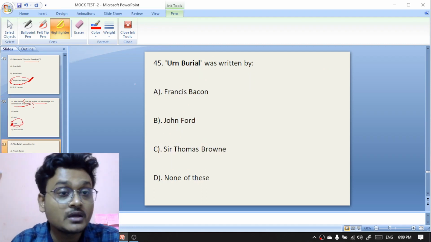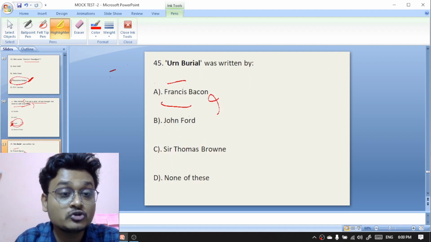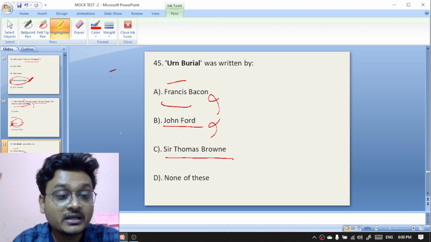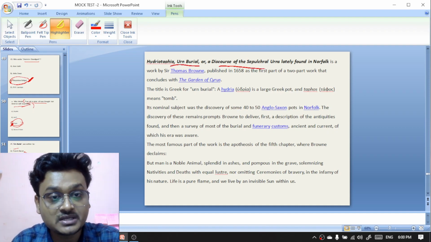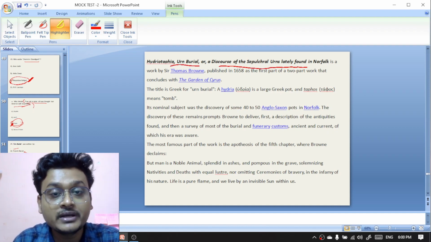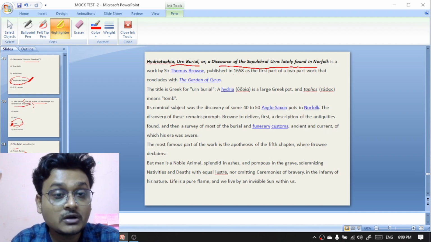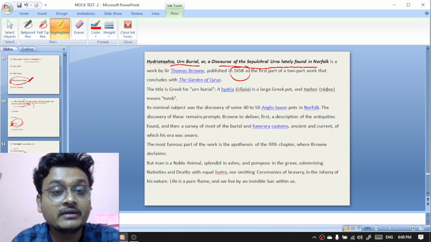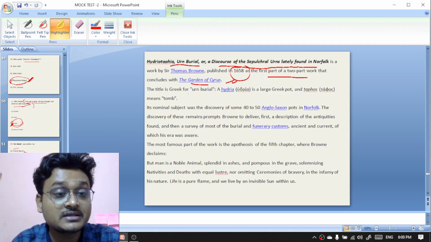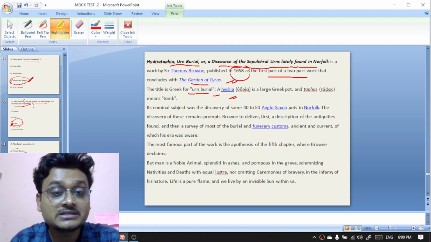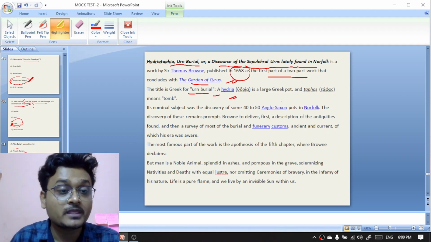Next question. Urn Burial was written by whom? Francis Bacon, no. John Ford, no. Sir Thomas Browne. It was written by Sir Thomas Browne. C is the right option here. Let's look at this explanation. Hydriotaphia, or Urn Burial, or a Discourse of the Sepulchral Urns Lately Found in Norfolk, is a work by Thomas Browne, published in 1658 as the first part of a two-part work that concludes with The Garden of Cyrus. The title is Greek for urn burial: hydria is a large Greek pot, and taphos means burial.